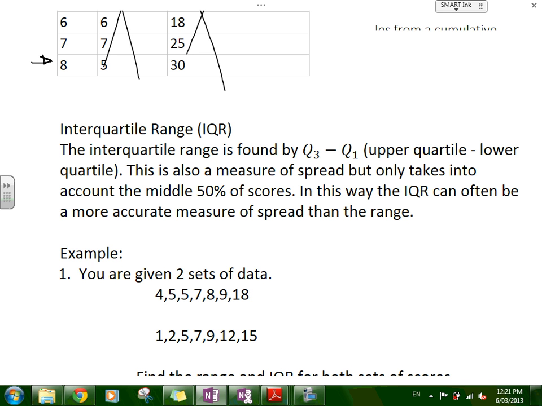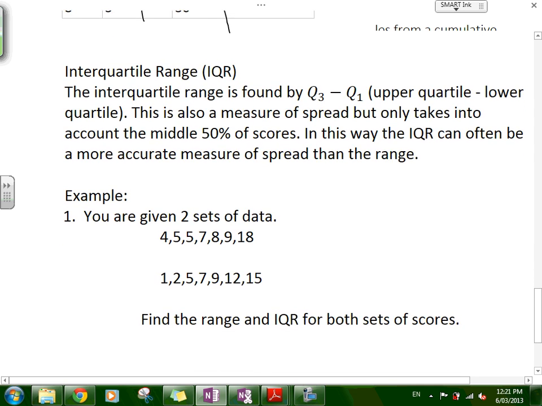And this is also a measure of spread, but it's only taking into account the middle 50%. Remember how we talked about on Monday that the quartiles break the data up into groups of 25%? And so your interquartile range is the boundaries of the middle 50%. The middle half of the scores is between the two quartiles. So in this way, the IQR, which is just an abbreviation, can often be a more accurate measure of spread than the range. Alright? And the reason for that hopefully will be evident in this example.